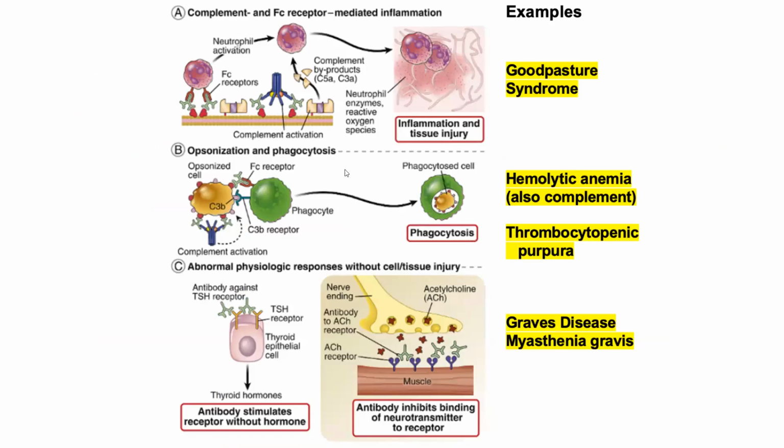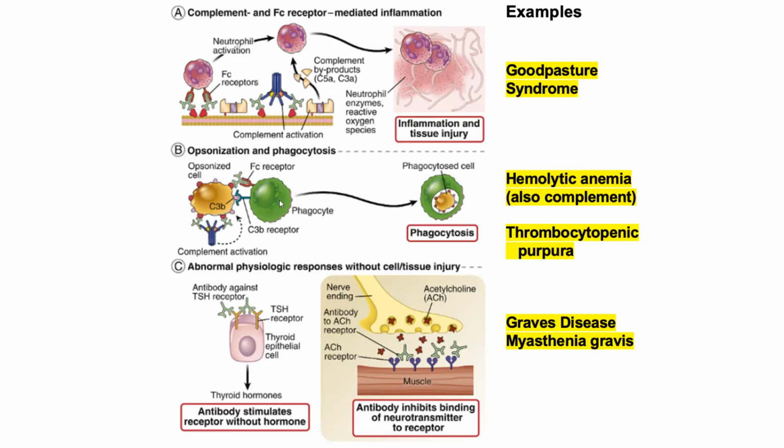An example of complement-mediated damage is Goodpasture syndrome. Goodpasture syndrome affects your lungs and your kidneys. Patients cough up a bunch of blood and pee out a bunch of blood because the autoantibodies are binding to the basement membrane in those organs. It causes complement activation and then blood leaks out, and then you cough it up, you pee it out. So that's an example of complement. And then opsonization and phagocytosis. Hemolytic anemia is one. So opsonization, and it also does complement.